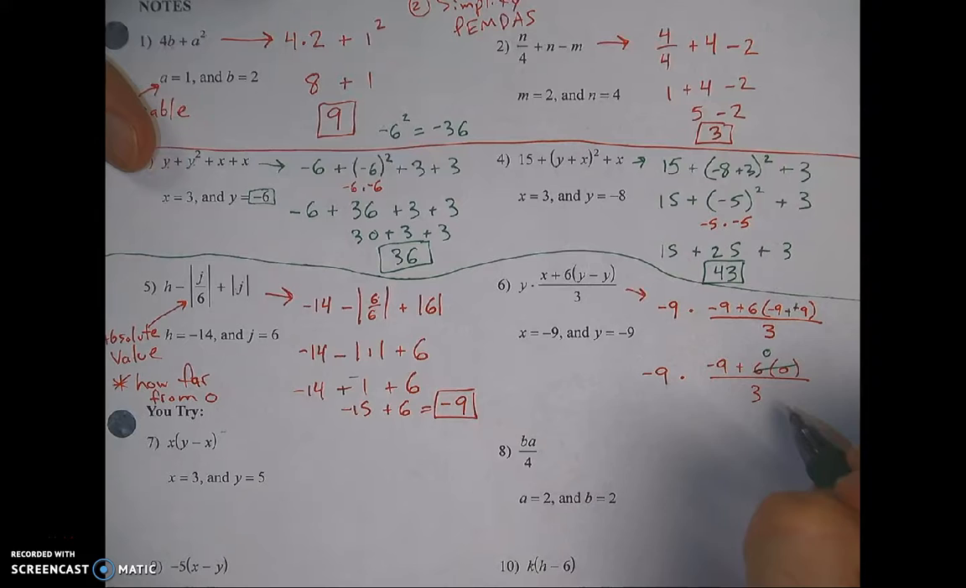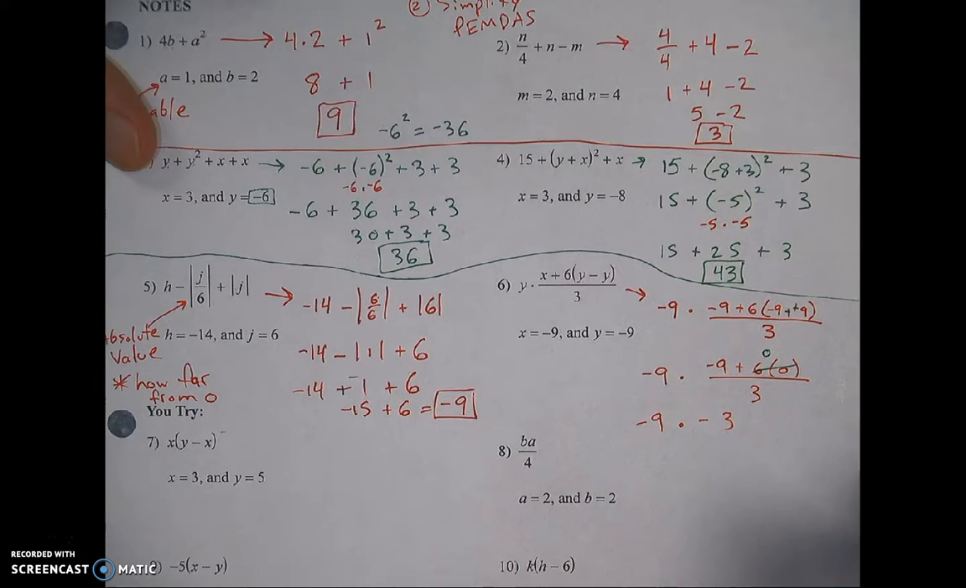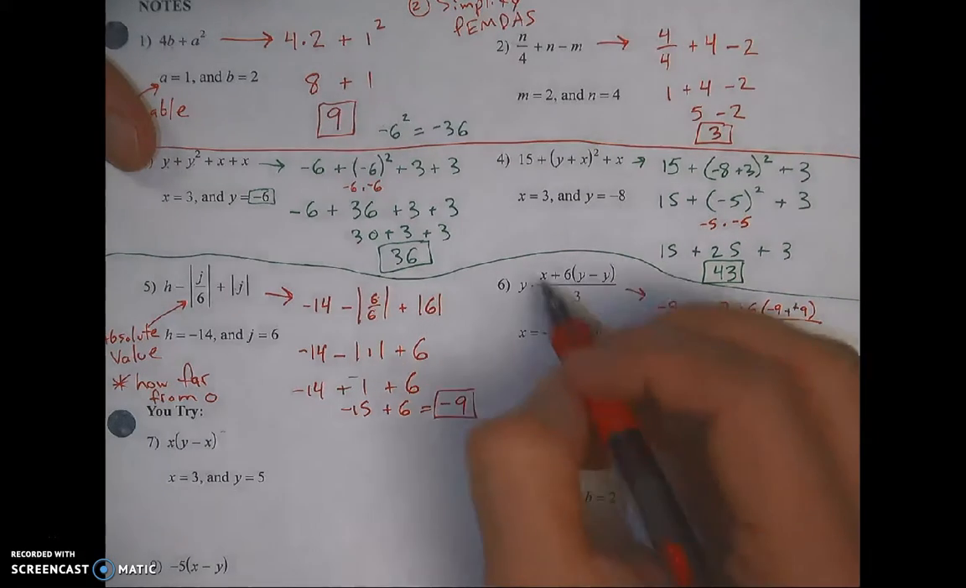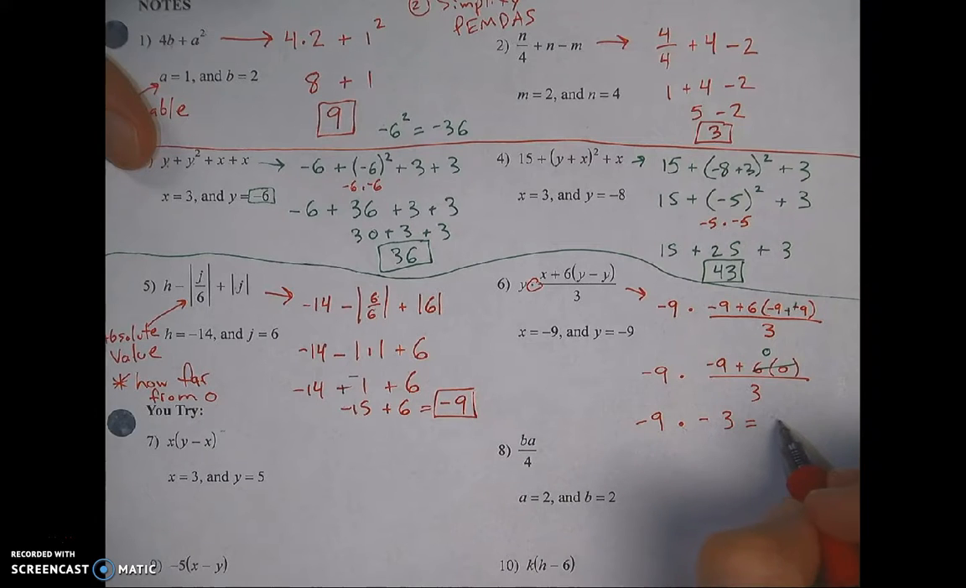So in the end, this is just going to be negative 9 divided by 3. So this negative 9 stays out front. I know we got a lot of negative 9s here. Negative 9 divided by 3 is negative 3. Last thing, like we talked about, is to multiply. So negative 9 times negative 3 gives me my final answer. Two negatives, when I multiply, give me a positive, and it's 27.